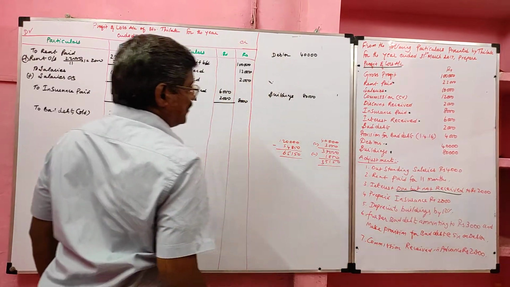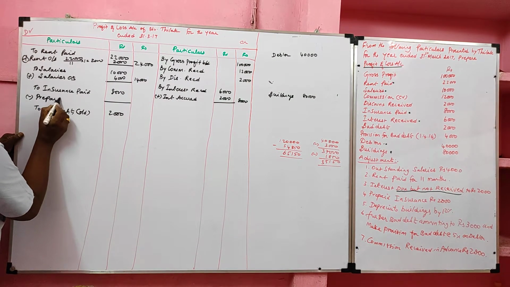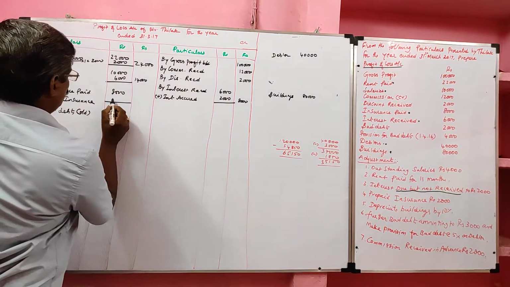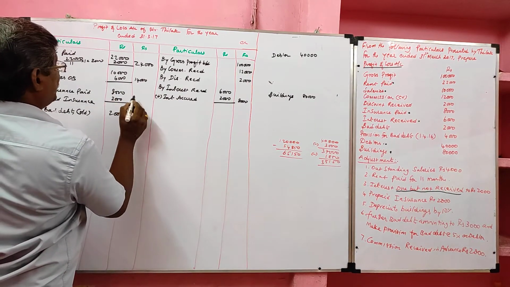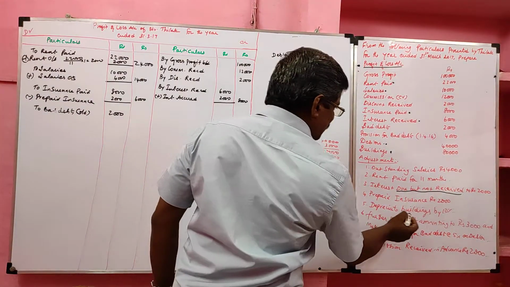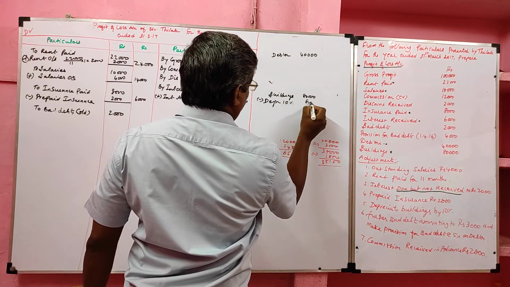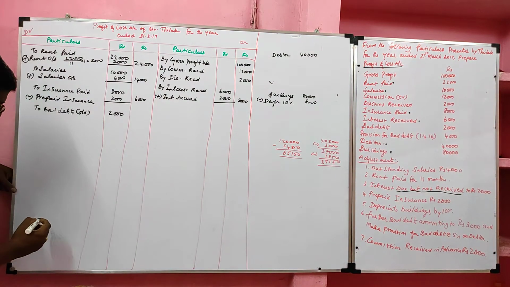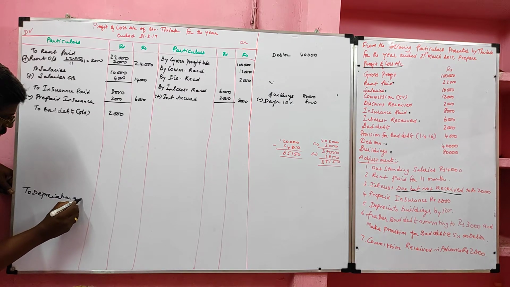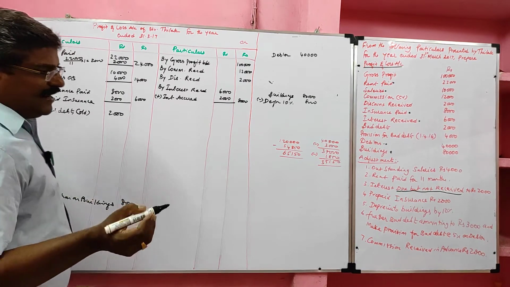Then prepaid insurance 2000, we paid for the next year. What we have to do? We have to deduct prepaid insurance, value how much? 2000 rupees. We have to deduct from insurance in the debit side of profit and loss account because we paid for the next year. Then depreciate building at 10%. So we are going to reduce the building value 10%. So 8000. So this deducted depreciation should be debited to the profit and loss account. Depreciation on buildings rupees 8000.